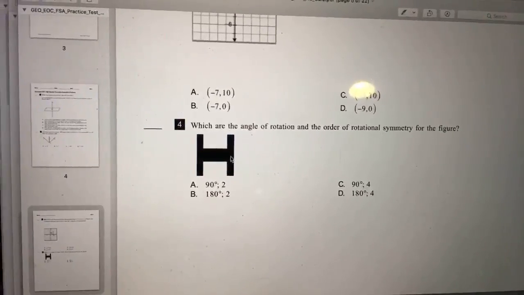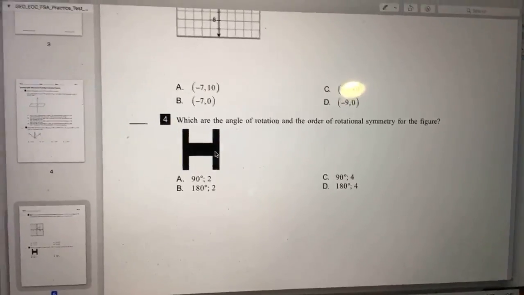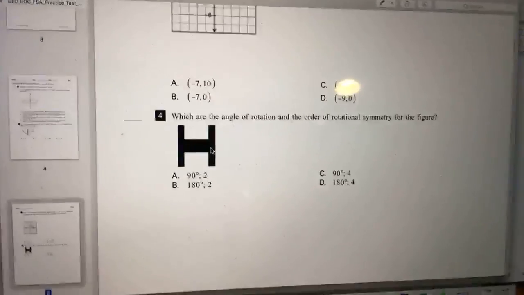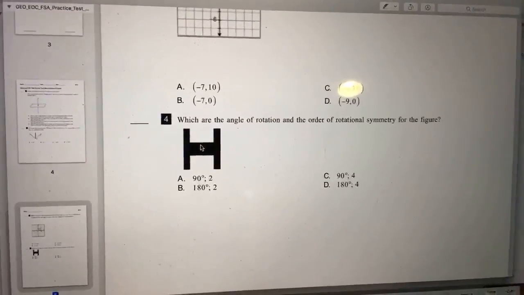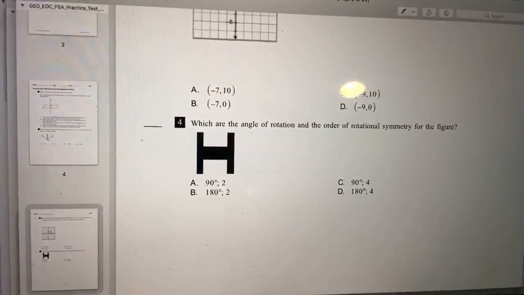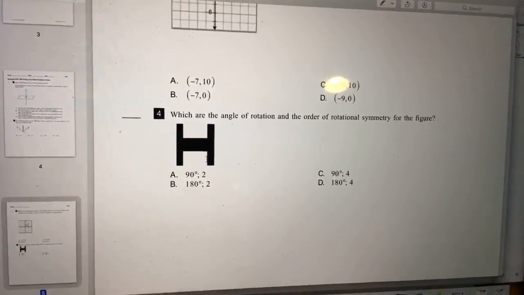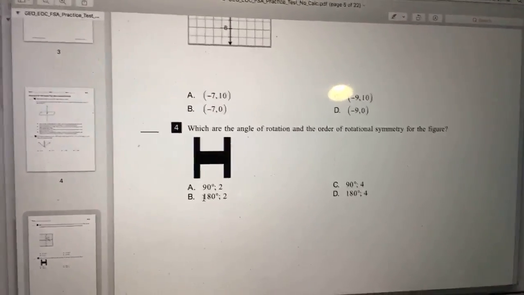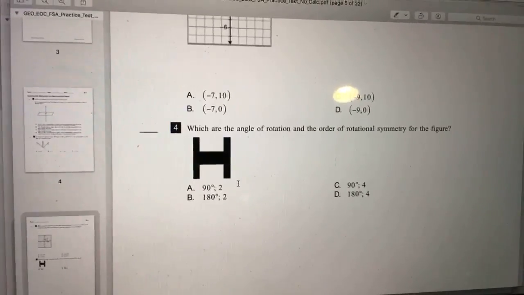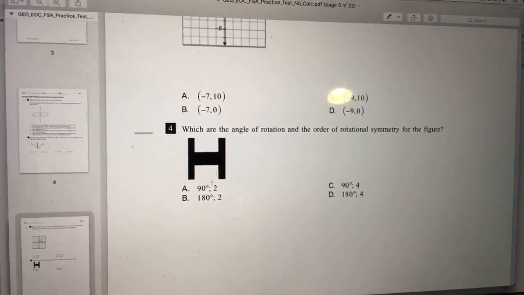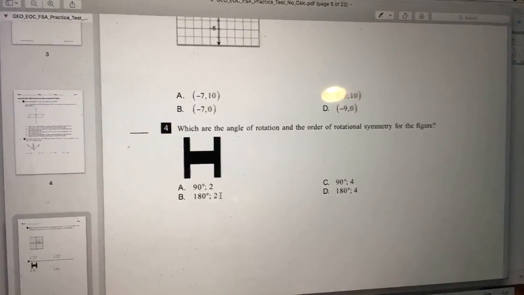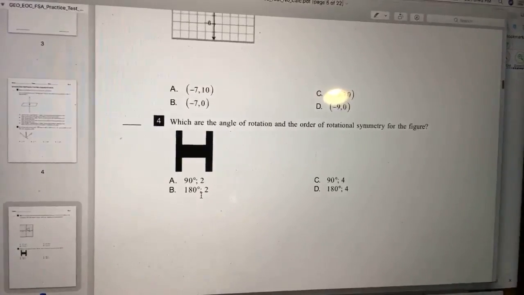Okay, I'm not going to turn my laptop, but I hope that you guys can see that if I rotated this 90 degrees, I'm not going to end up with the same shape, am I? But if I rotated it 180 degrees, I am going to end up with the same shape. So then the order of rotational symmetry, that's how many times I can rotate it and have it be the same in 360 degrees. Since the angle was 180, 360 divided by 180 is 2. Our answer should be choice B.